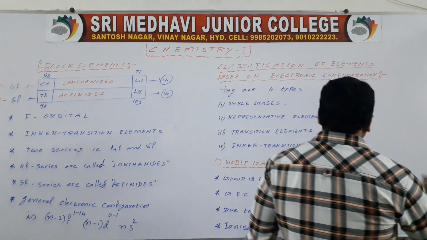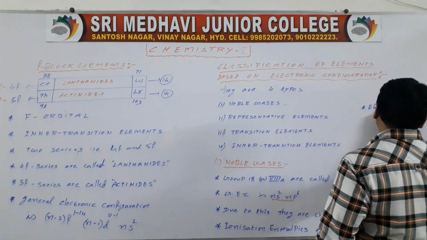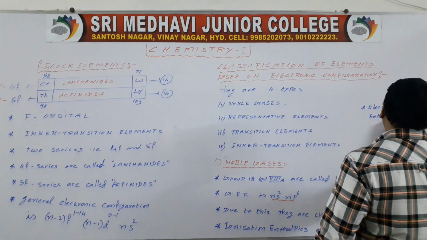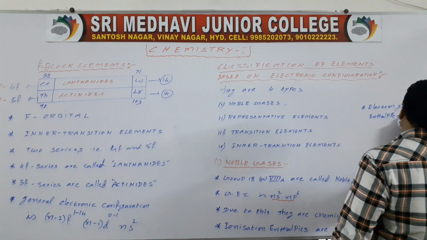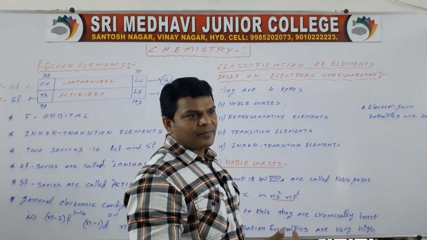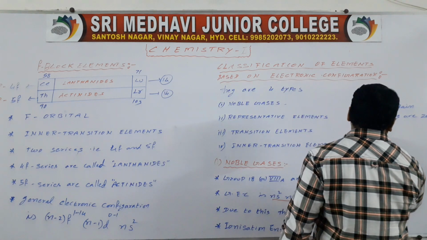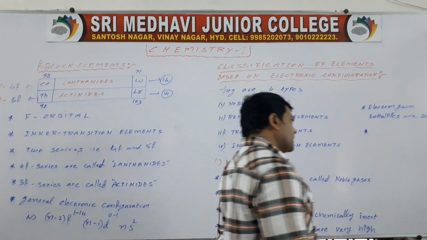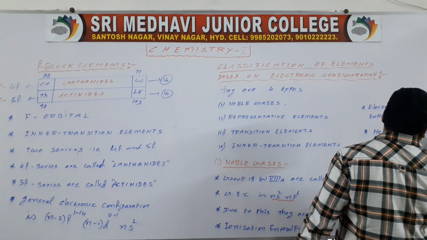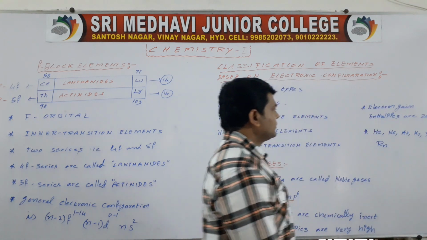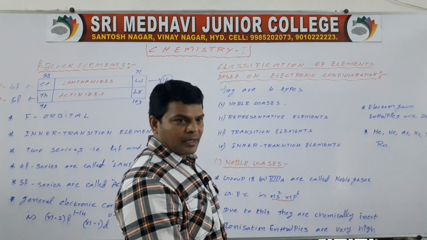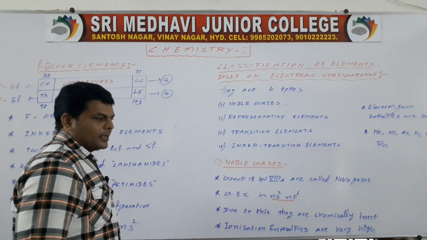Okay. Next, some more points here I have to write. Electron gain enthalpies are 0. If you add an electron, the taking capacity is 0. And what are the elements present in this group? Helium, neon, argon, krypton, xenon, radon. These are the noble gases: helium, neon, argon, krypton, xenon, radon. Okay, so this is briefly about noble gases.